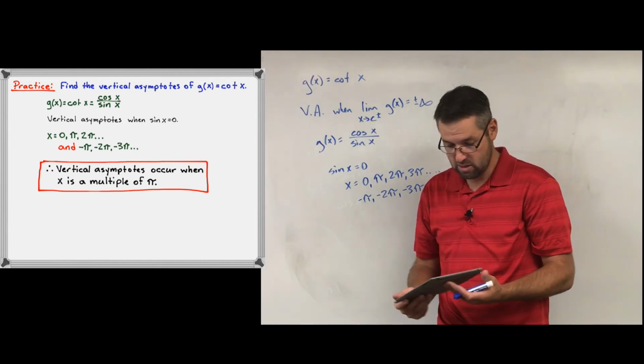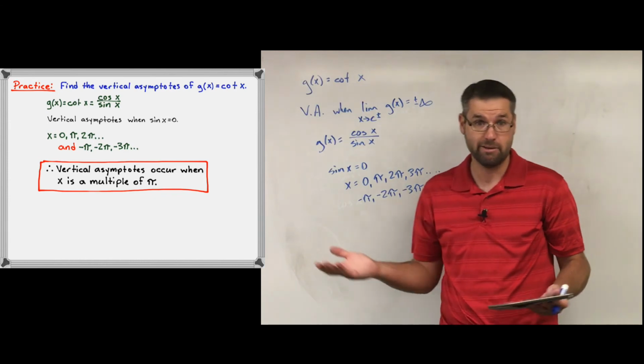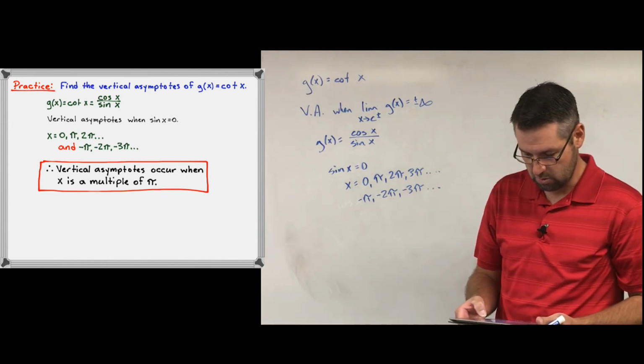What's in the lesson here is not completely accurate. Any multiple of pi, well, I can multiply pi by 2.784 if I wanted to, but hopefully you get the idea there.